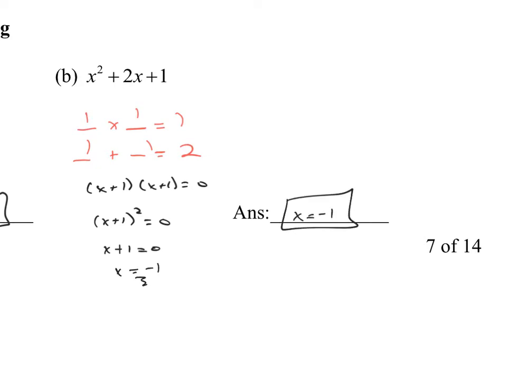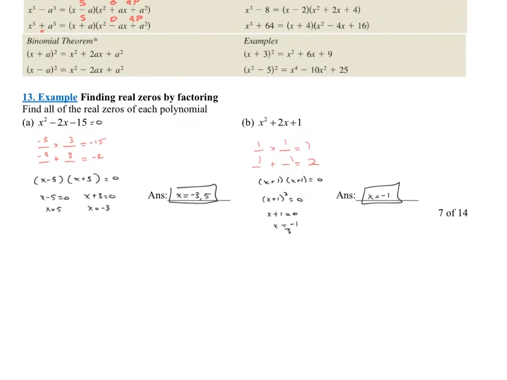How do I know these are zeros? What can I always do? What should I always do? If you have extra time during the test, plug those numbers in and make sure they work. What do I mean by plug those numbers in? Let's look at this second one, for example. Here's the number negative 1. Plug it into the original problem. We should get 0 because it's called a zero.